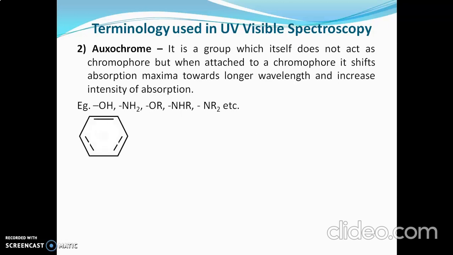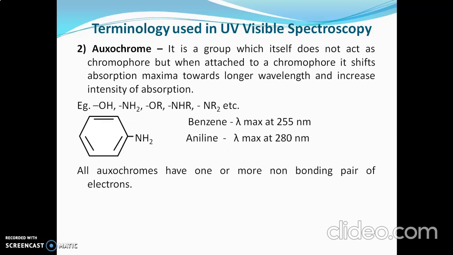One example is benzene. Benzene, which is a very strong chromophore, shows lambda max at 255 nanometer. And when an auxochrome like the amino group is attached to this benzene chromophore, benzene converts into aniline, and now aniline has lambda max at 280 nanometer. That means due to presence of amino functional group, the lambda max of benzene shifts from 255 nanometer to 280 nanometer. This is the effect of auxochrome.